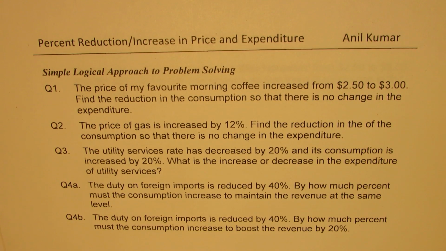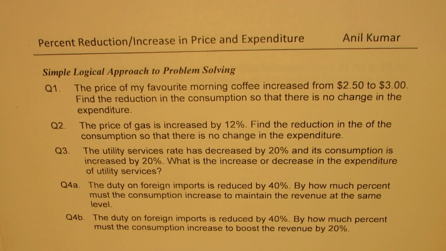The very first question here is, the price of my favorite morning coffee increased from $2.50 to $3. Find the reduction in the consumption so that there is no change in the expenditure. With our limited earnings, we cannot bear with these increase in prices. Somehow, we have to budget ourselves. So mathematics can help us understanding where to control and how much. So the first question will take care of our morning coffee expenses.